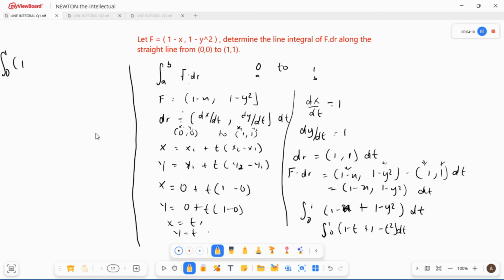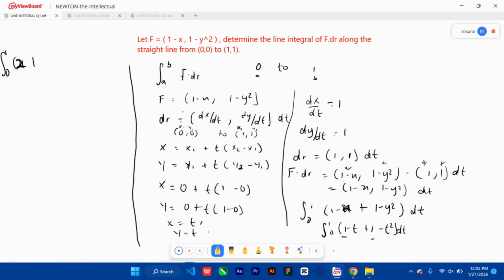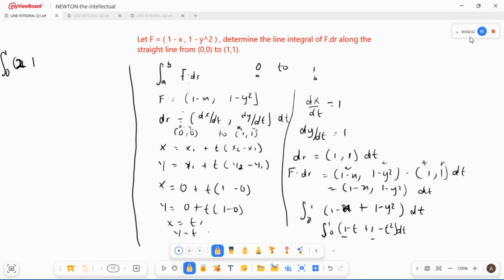Okay, we have 1 minus 1 plus 1 here is going to give us 2. So let me just change this to 2. 2 plus, so we have minus, right, this is supposed to be minus t. Sorry. Alright, so we have 2 minus t squared dt, and then we just take our integral.